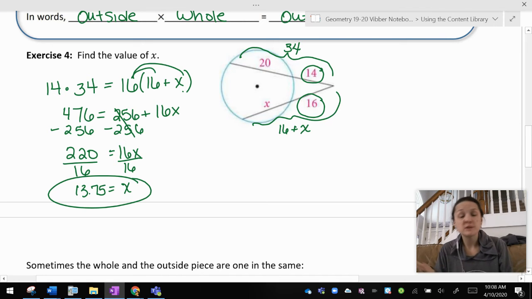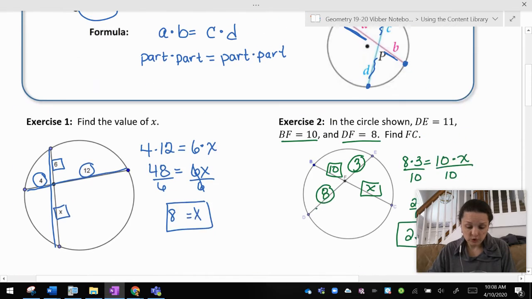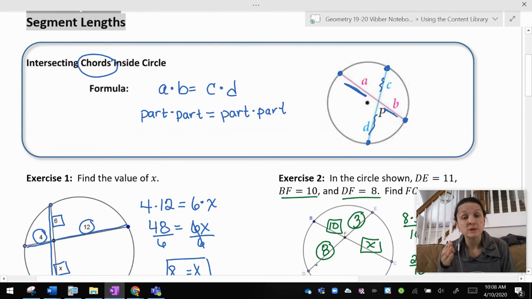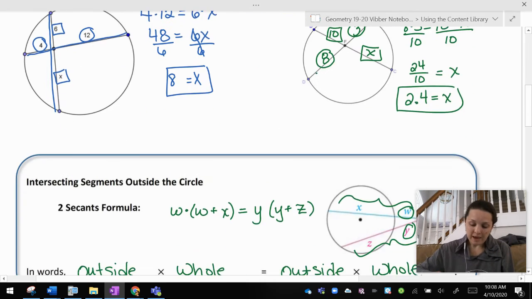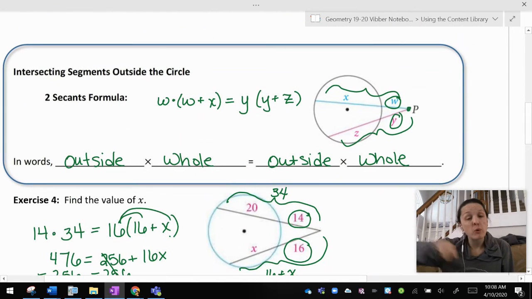All right. Besides taking a minute to fumble with my calculator, what you should have learned on this page so far is that if you have two chords that intersect to make an X, it's part times part equals part times part. If instead of an X, you get a V that pokes outside the circle, it's outside times whole equals outside times whole.